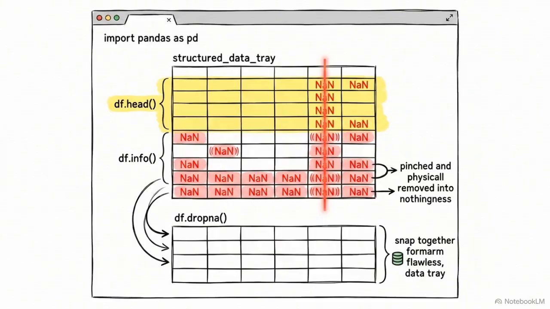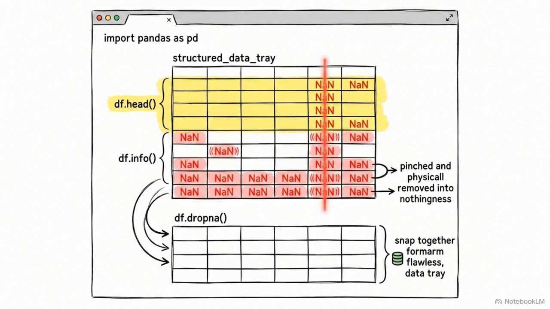We begin by importing the Pandas library and loading our raw, messy sales data. This diagram shows a sample of our raw data. We run the head function to preview the first few rows, and the info function to scan the entire dataset, pinpointing exactly where our missing null values are located.